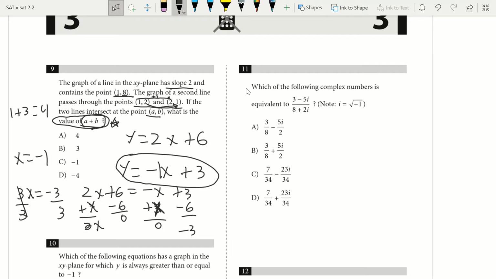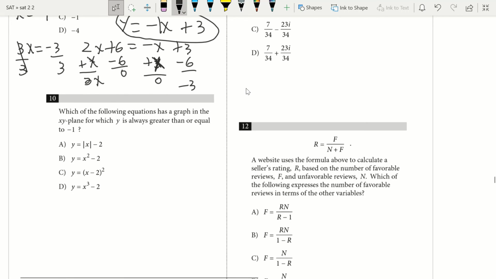Alright, so we have negative 1 for our x value, and we have 4 for our y value, and we need to add them now. So 4 plus negative 1, it's the same as 4 minus 1, and our sum will be 3. So the answer is B.